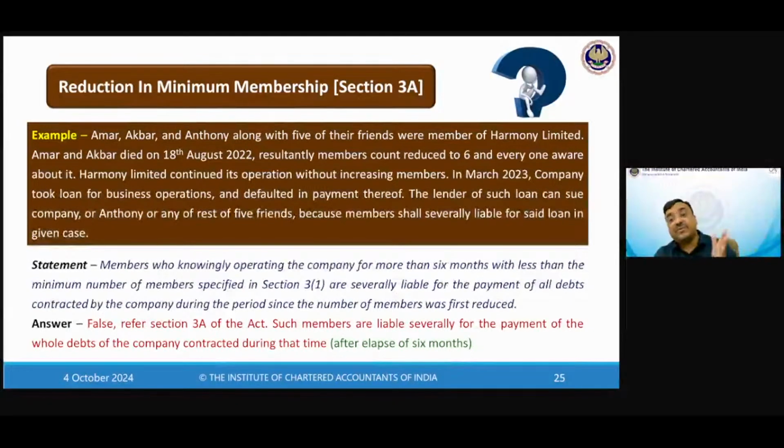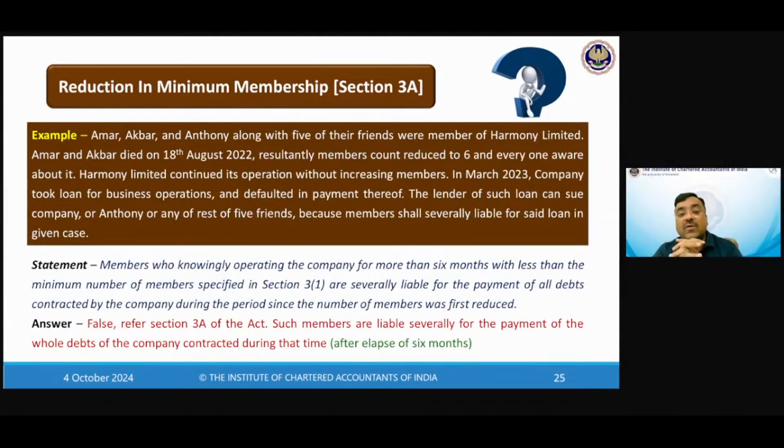In March 2023, that is after 6 months, company took a loan for business operation and defaulted in the payment. Now the lender of such loan can sue the company or Anthony or any of the rest of the 5 friends, because in this case members shall be personally liable for the said loan in the given case.